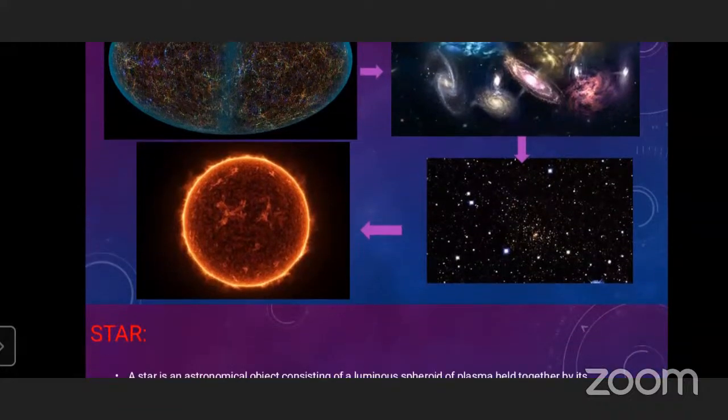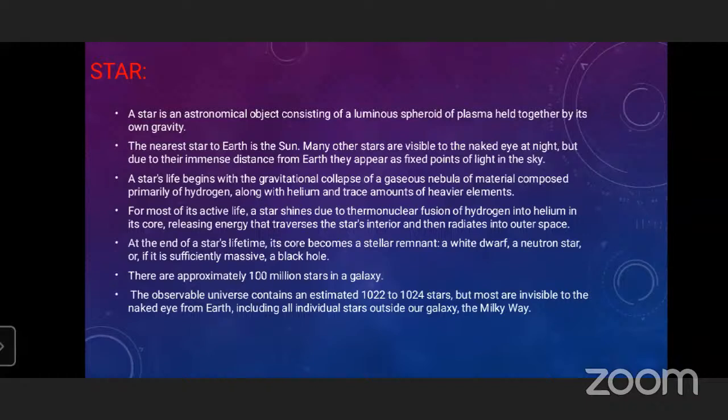Let's know more about stars. A star is an astronomical object consisting of a luminous spheroid of plasma held together by its own gravity. Plasma is a state of matter where ions and electrons exist together. Our nearest star to Earth is the Sun. Many other stars are visible to the naked eye at night, but due to the immense distance from the Earth, they appear as a fixed point of light in the sky.